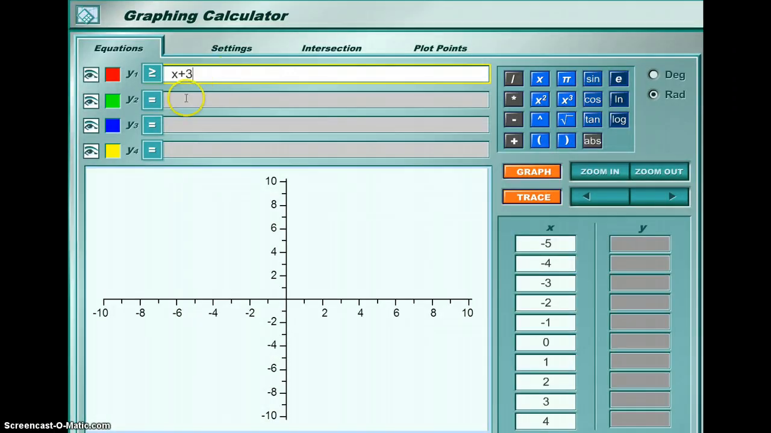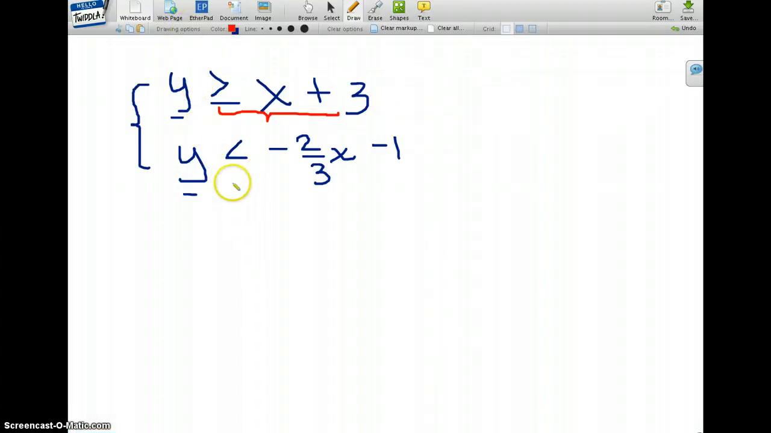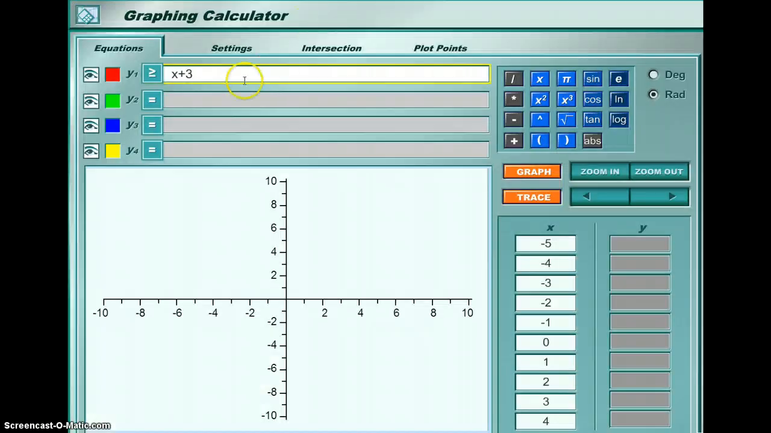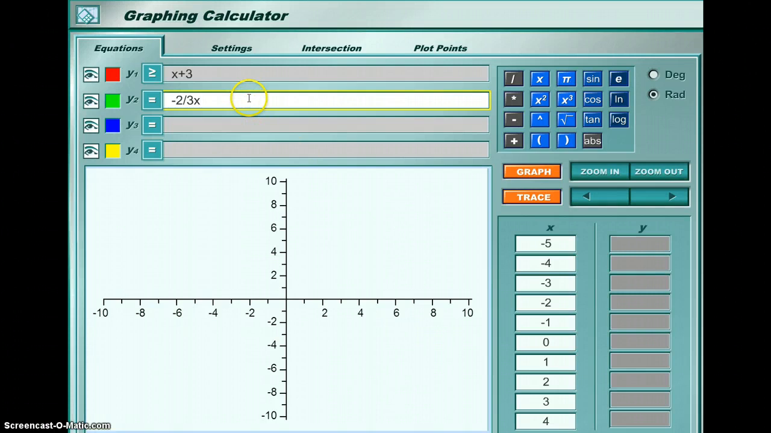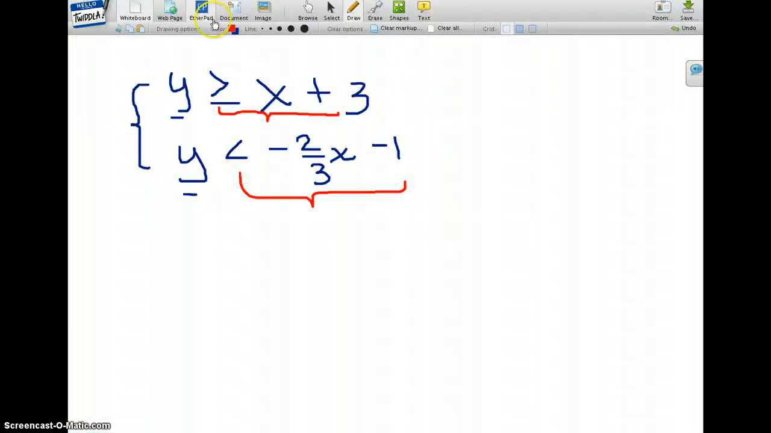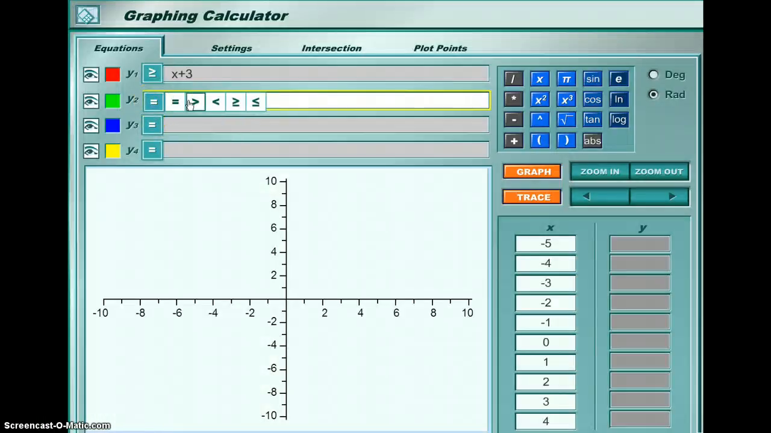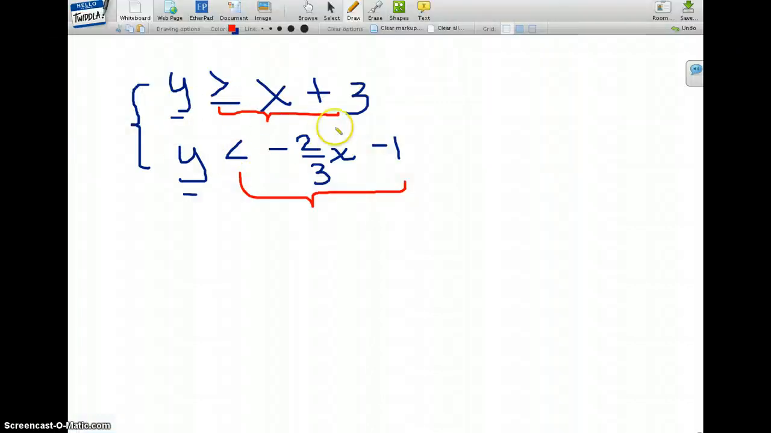Now let's do the same thing for the second inequality. I'm going to type in the calculator everything after the y. So I'm going to type less than negative 2/3 x minus 1. Go to the graphing calculator, and on y2, because that's your second linear inequality, you're going to type negative 2/3 x minus 1. Now I forgot to choose the inequality. The inequality is less than. So click on the equal sign and choose the less than. And there are the two linear inequalities that I had in the problem to graph.